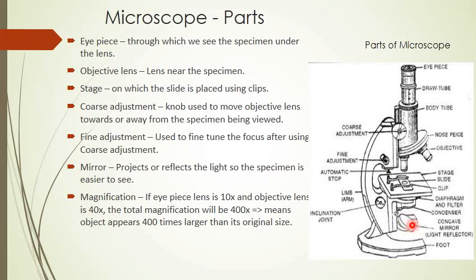Then this is the mirror. In order to view the object or the specimen present inside the slide, we need light or brightness. Where does this brightness come from? When the light falls on the mirror, it reflects back, so that the slide becomes brighter. When the slide becomes brighter, the specimen is more clearly visible to our eyes. That is why the mirror is used here. The mirror reflects the light, so the specimen is easier to see.